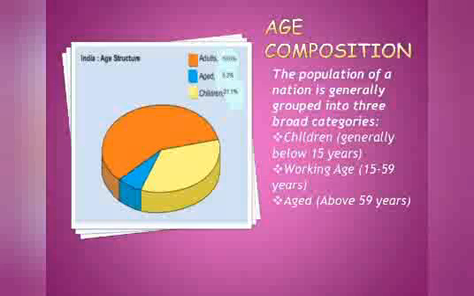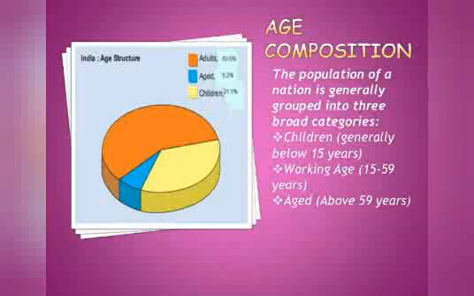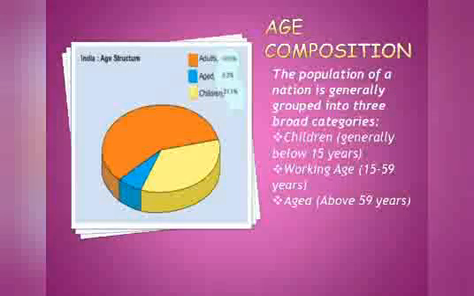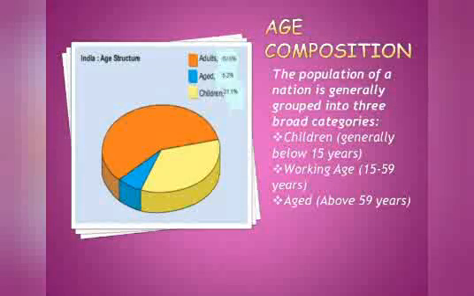Now, age composition. There are three basic determinants of age composition of a population. These include natality, mortality, and mobility. These three determinants of age structure are interdependent, and it is only through these variables that the socio-economic conditions influence the age structure. Okay.